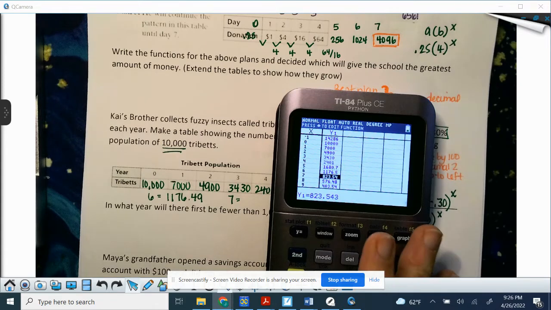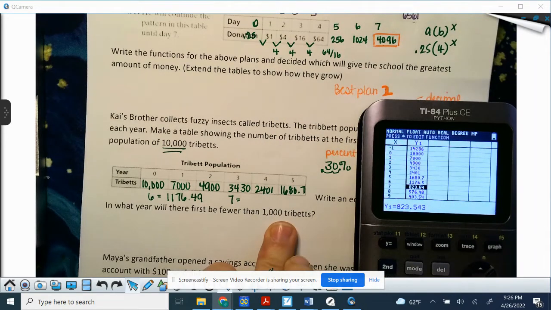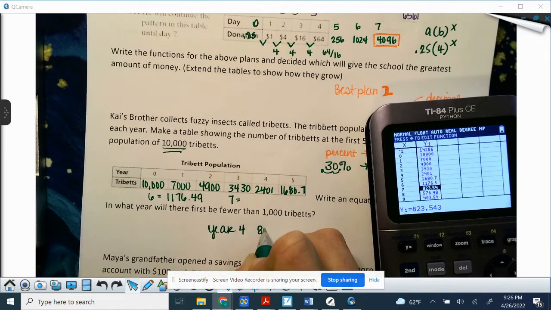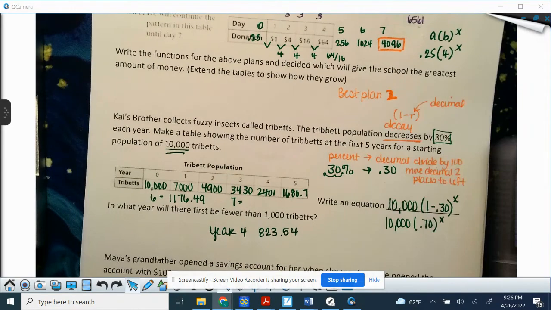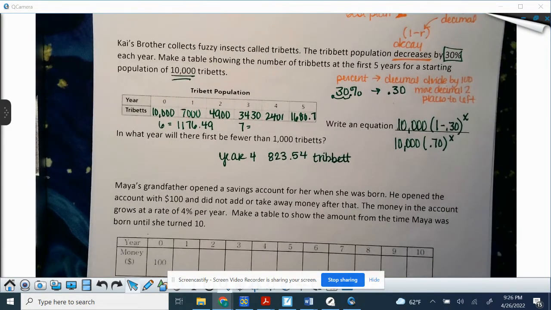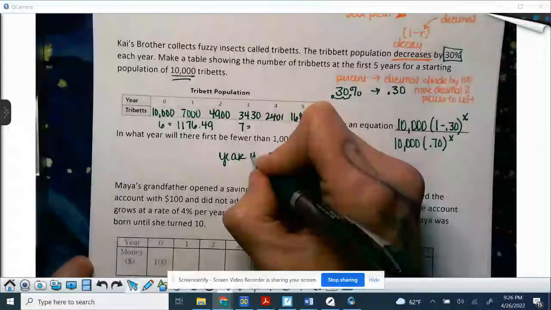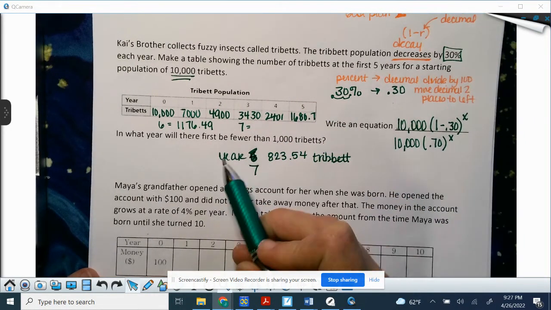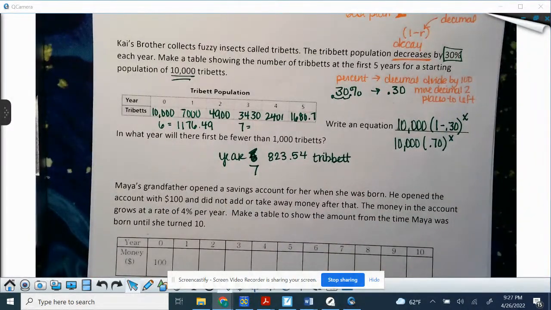So in what year will there first be fewer than 1,000 tribits? In year 7, there's 823.54 tribits. And I'm not exactly sure what a tribit is, but I'm going to bet that 0.54 is not good for conversation because that's going to be like half of a little fuzzy bug, which is no good. So 823 by year 7. Year 5 is good. Year 6, we're still above 1,000. But year 7. I don't know why I put year 4. It's late, guys. Sorry. Year 7 is when we get to 823 tribits.